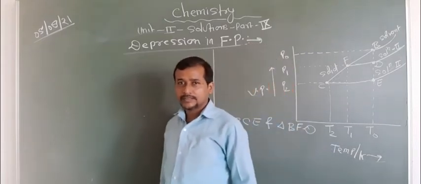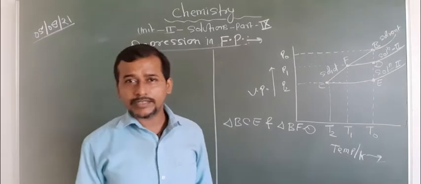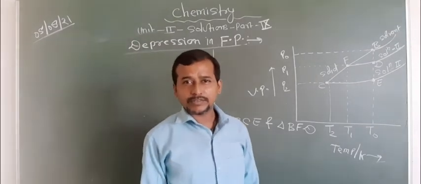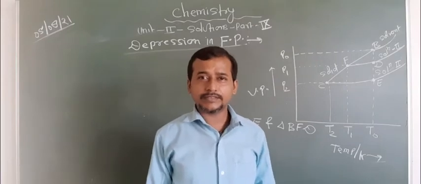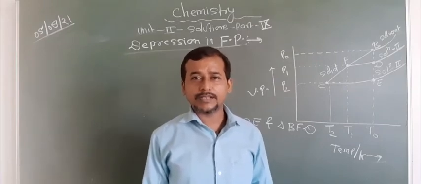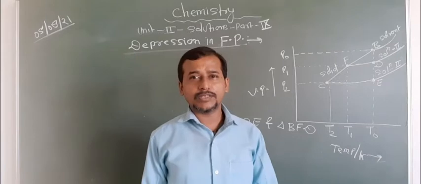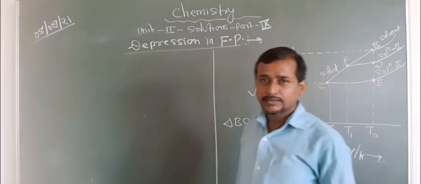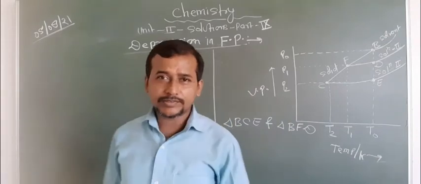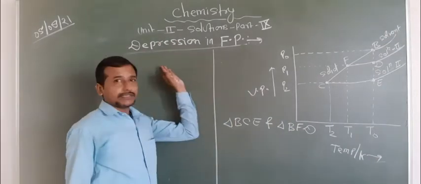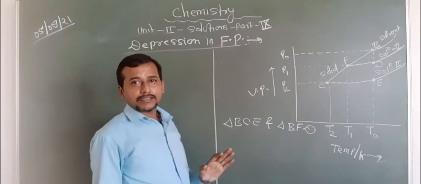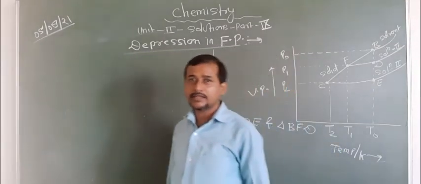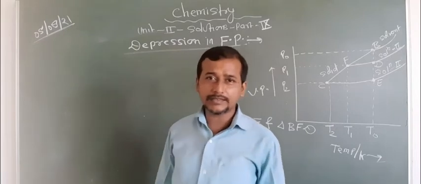Now dear students, in the continuation of colligative property, I have told you already in the previous lecture about the relative lowering of vapor pressure and elevation in boiling point of solvent. Now the third colligative property which I want to discuss today is depression in freezing point. So this is also a type of colligative property, so it also depends upon the amount of solute particles, not their nature.